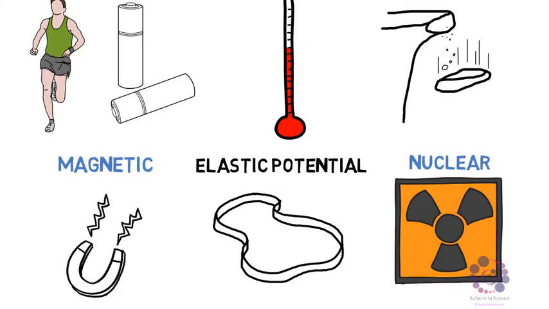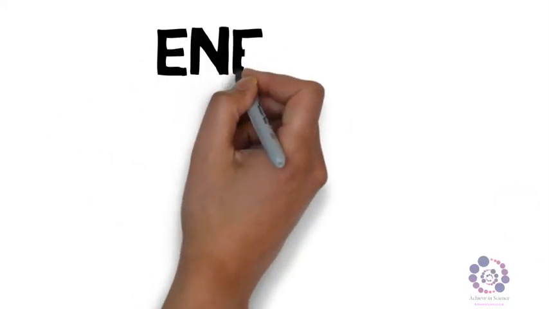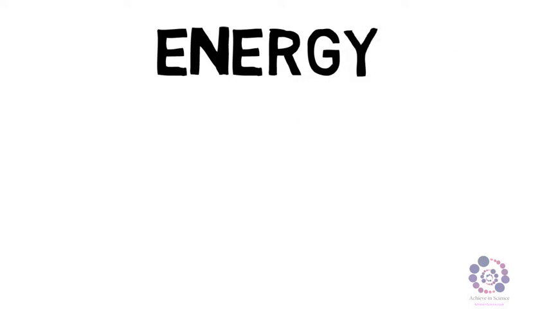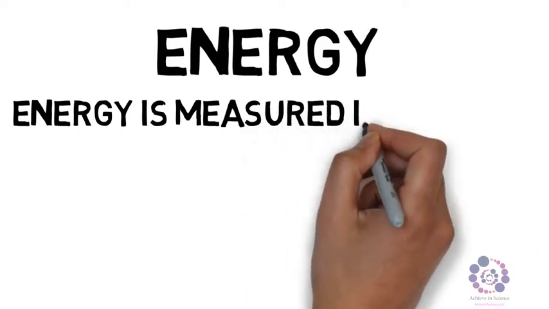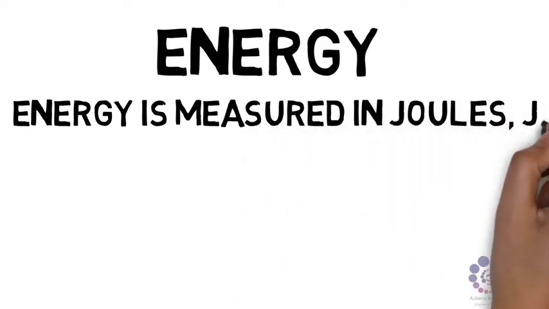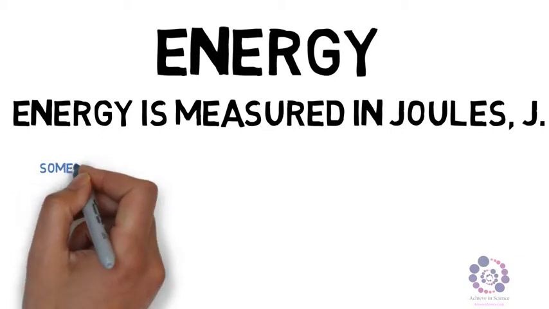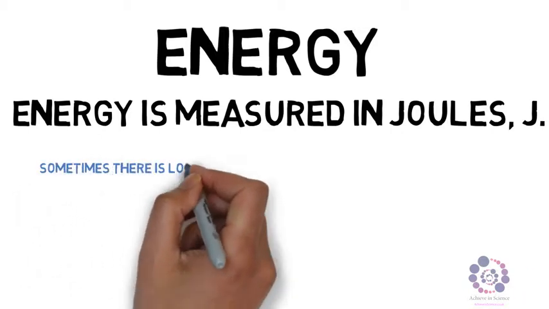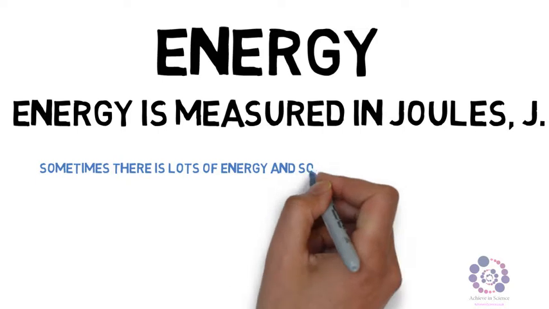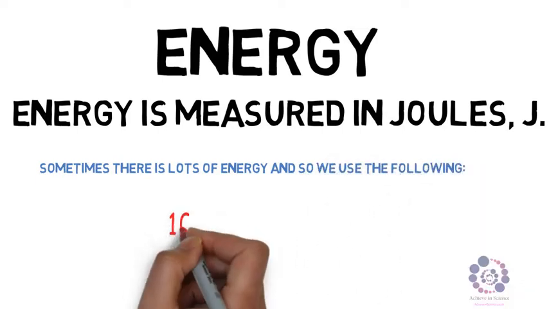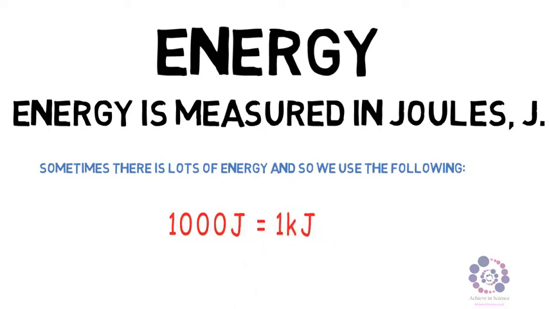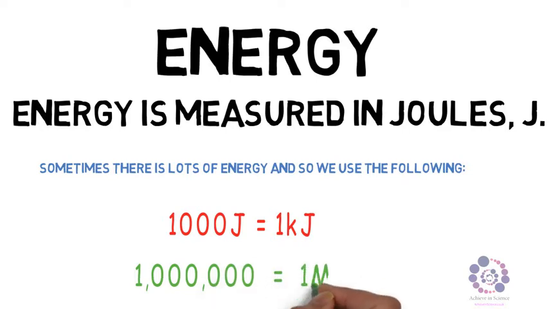So let's now look at energy. Energy is measured in joules and given the symbol capital J. Sometimes there's lots of energy and therefore we need to use slightly different units. If we've got 1,000 joules, we represent this using the symbol k, and therefore 1,000 joules is the same as 1 kilojoule, 1 kJ. If we have 1,000,000, this is equal to 1 MJ, megajoule.